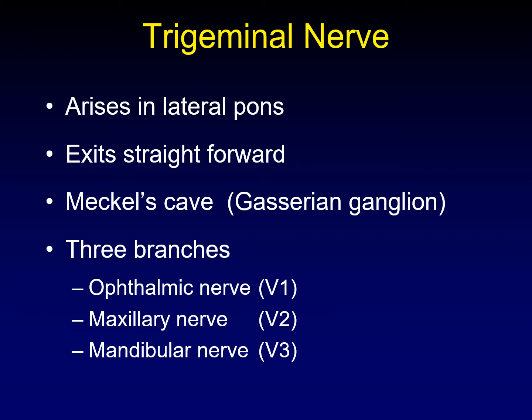The Gasserian ganglion gives rise to 3 branches: the ophthalmic nerve, the maxillary nerve, and the mandibular nerve, that are almost always referred to by their abbreviations V1, V2, and V3. In this case, V meaning the Latin numeral 5 for the fifth cranial nerve, so that's fifth 1, fifth 2, and fifth 3.